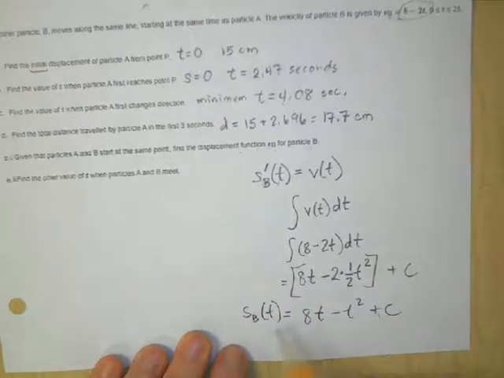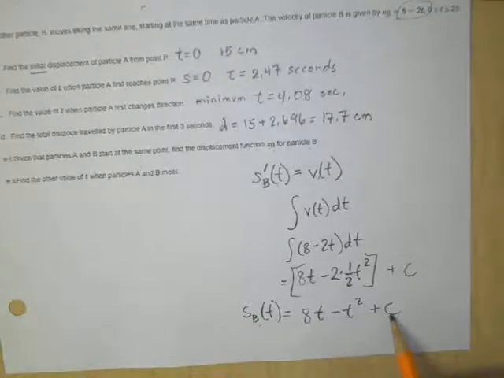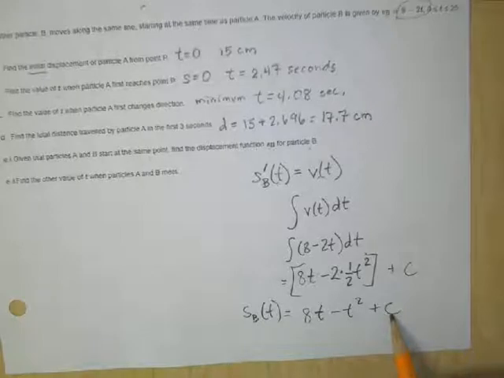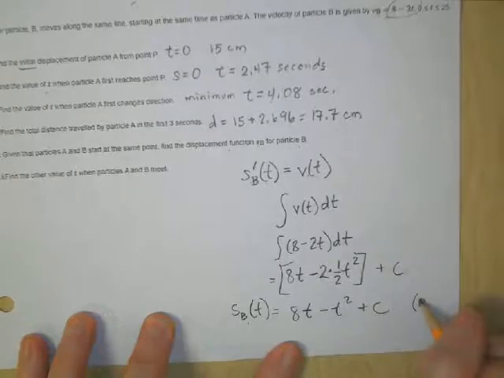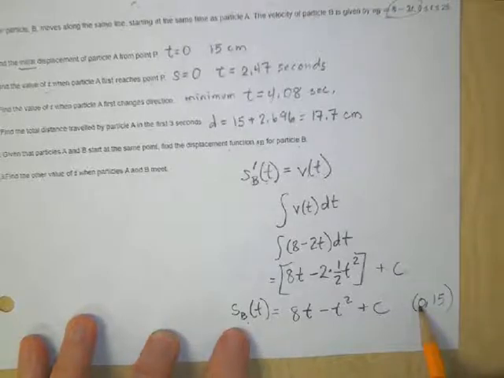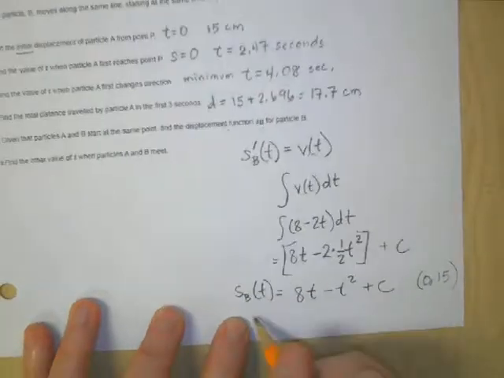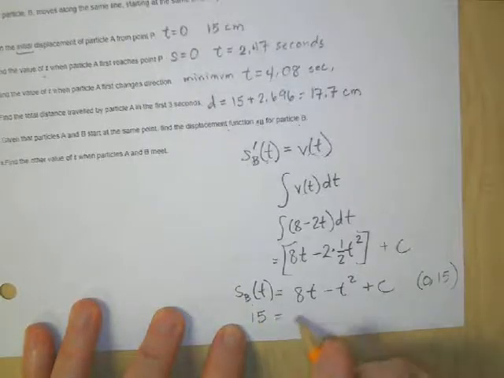Okay, we started with the velocity function to find the displacement function. This is how I'm going to write the displacement function of b. I can actually solve for c because I know a point on this function. I know that this function starts at (0, 15). So I can plug in 0 for the t, and the value of the function needs to be 15. I know that the value of the function is 15 when t is 0.